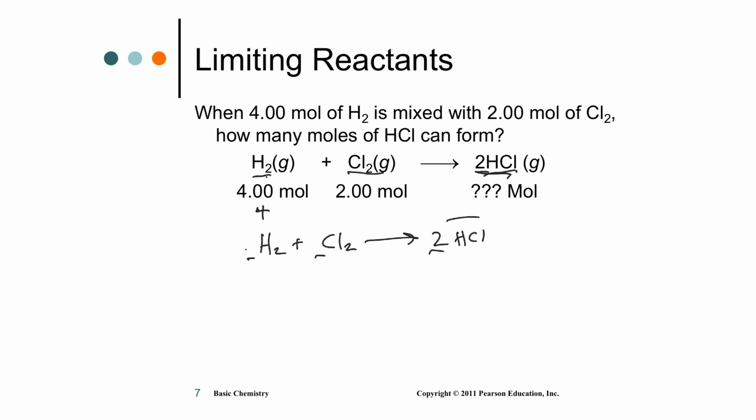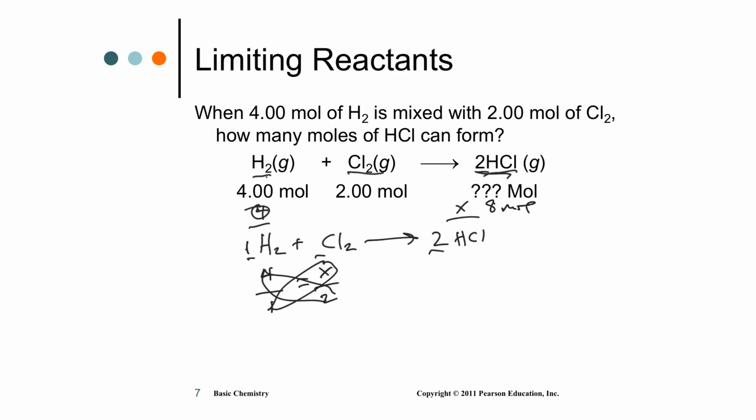Okay. Well, it's 1-to-2. So I'm going to do it this way. 4 is to 1 as X is to 2. Well, this is cross multiplication, so I have 1x equals 8, so x equals 8. That means if I have 4 moles of H, I can make 8 moles of product.